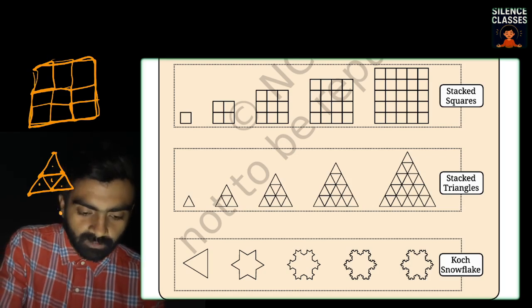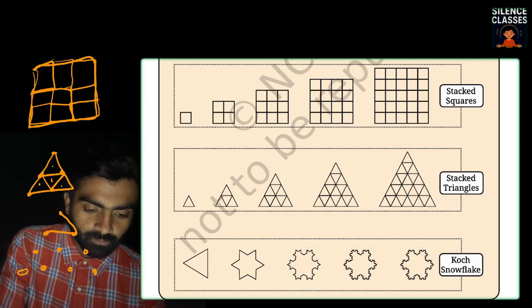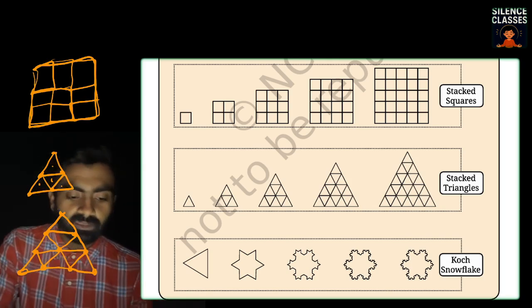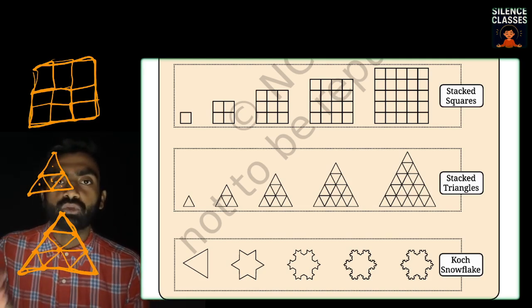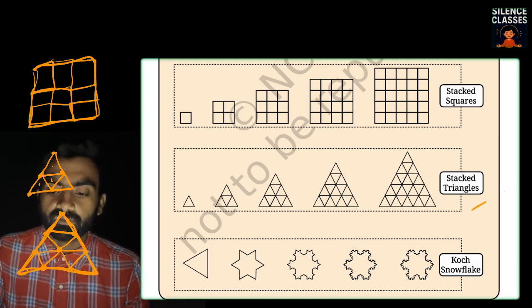Like this we can move further, 1 2 3 4 5 6 7 8 9 10. Now we can join it like this. Like this you can join, like this we can join. So you will see that there is a big triangle over here. We join the small triangles to make up one big triangle, and that is known as stacked triangles.